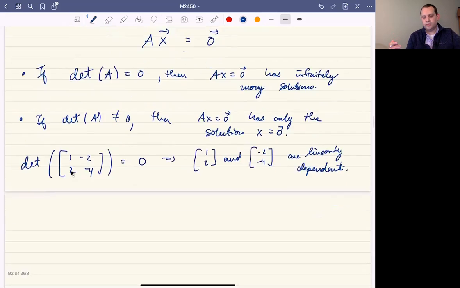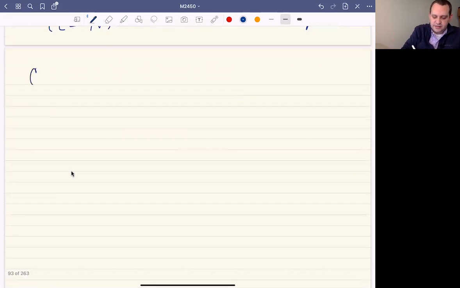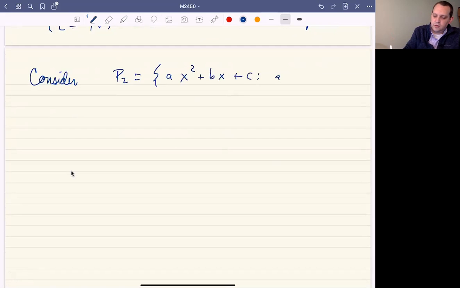Let's do an example using a different vector space. So now let's consider the vector space P2, and remember that this is the set of vectors of the form ax squared plus bx plus c, where a, b, and c are real numbers. This is the vector space which is the set of polynomials of degree at most 2. So it's possible that a is 0. It's even possible a and b are 0.